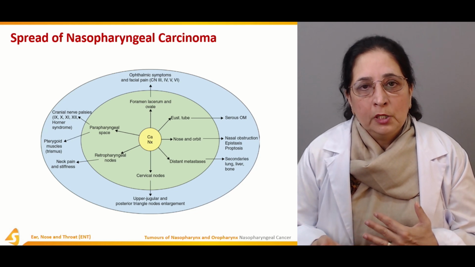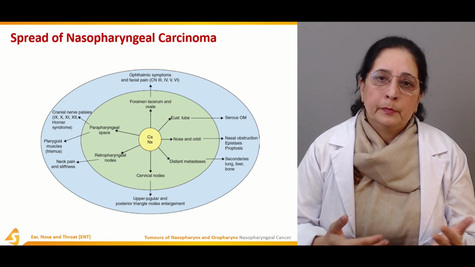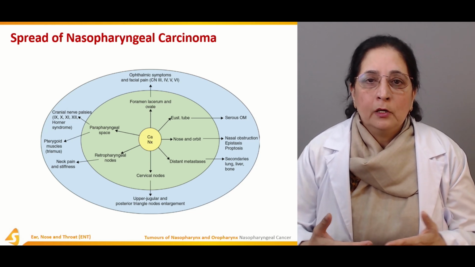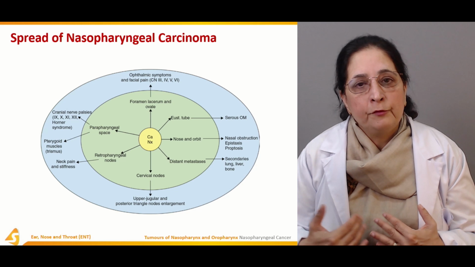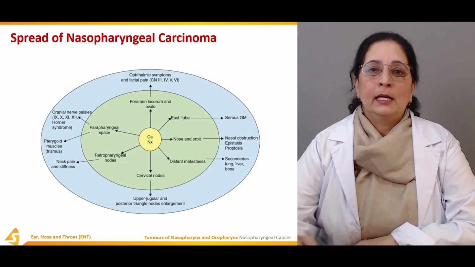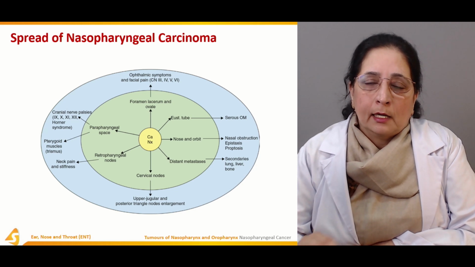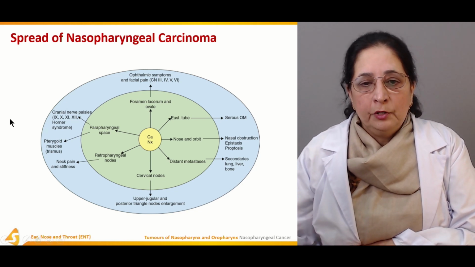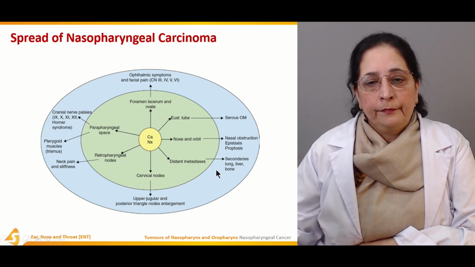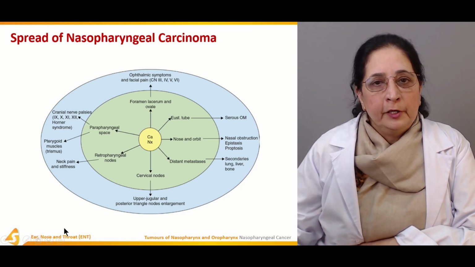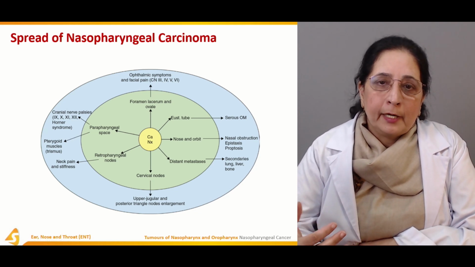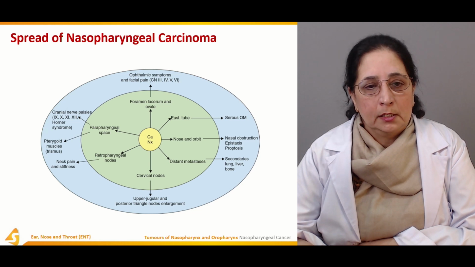If it spreads to the nose or the orbit, if it spreads to the lymph nodes, enlargement of the lymph nodes takes place. If the eustachian tube, there is involvement of the middle ear and serous otitis media. So this is a very good diagrammatic presentation of the spread of nasopharyngeal carcinoma and what the presentations of that spread are.